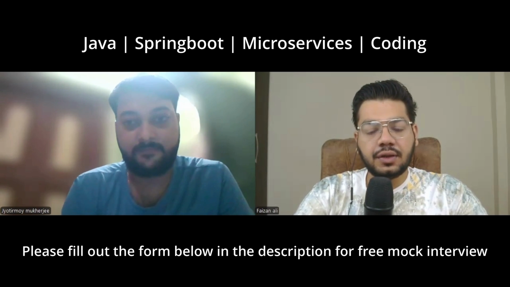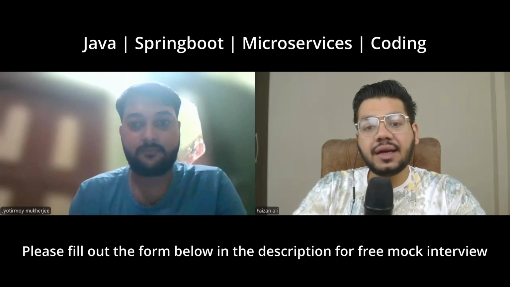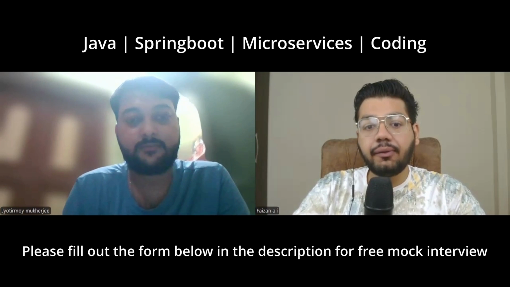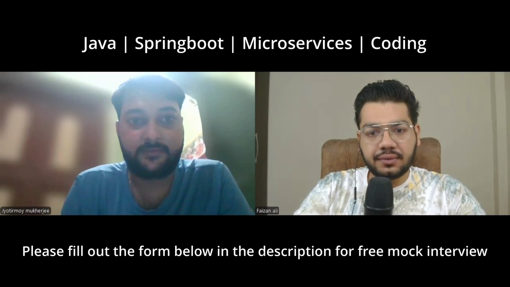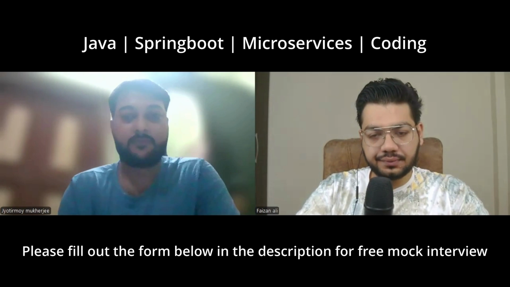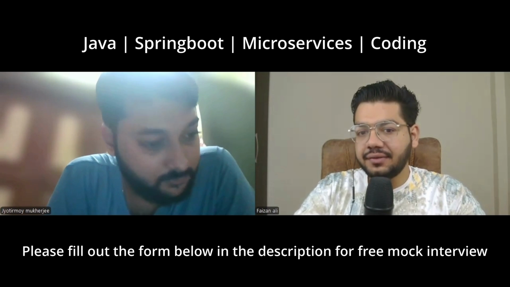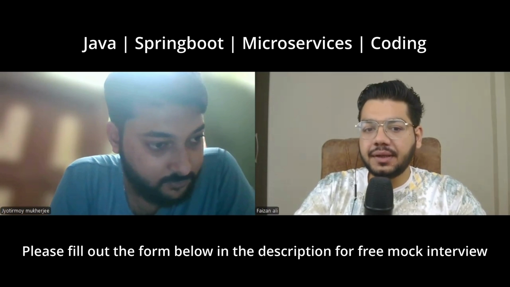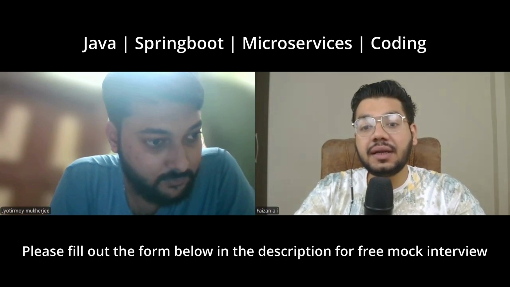Jyotirmoy, let's say you use a TreeSet with a custom comparator that always returns zero. What will happen when you add multiple different elements? Can you come again? Okay, so let's say you use a TreeSet with a custom comparator that always returns zero. What will happen when you add multiple different elements?